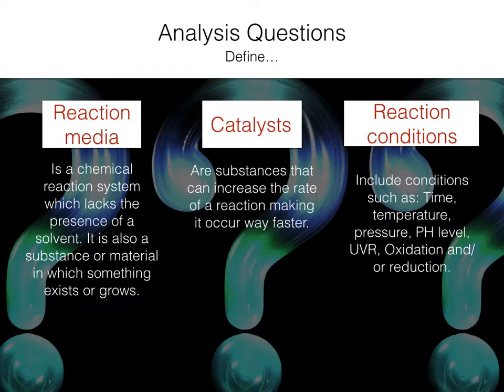Analysis questions. Define reaction media: a chemical reaction system which lacks the presence of a solvent. It is also a substance or material in which something exists or grows. Catalysts are substances that can increase the rate of a reaction, making it occur way faster. And reaction conditions include conditions such as time, temperature, pressure, pH level, UVR, oxidation, and/or reduction.